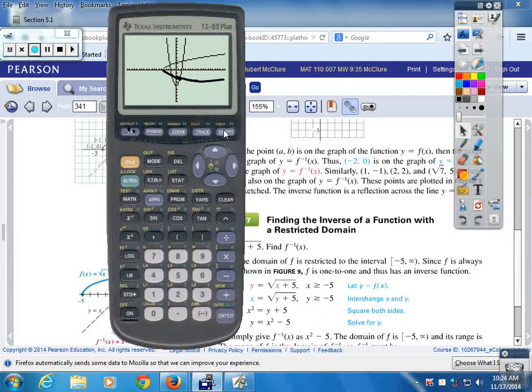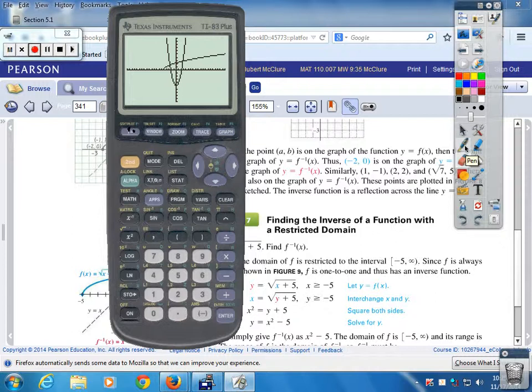So you see, what is the horizontal shift? The horizontal shift is 5. What is the vertical shift? 5. Both of them are negative 5. And these two parabolas are exactly the same, only this one doesn't have a bottom half because you can't take the square root of a negative number. So yes, it is the inverse function.